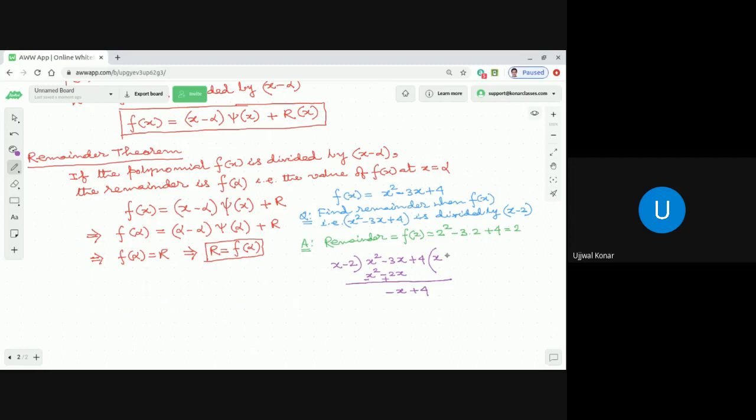So here we'll write minus 1. So what we get here? Minus x plus 2. Then you put minus here, plus here. x got cancelled. 4 minus 2 is 2. So this 2 is the remainder. That value we got by using long division. But without division also we can find that value 2, the same value, with very less effort. And that is the advantage of having the remainder theorem.